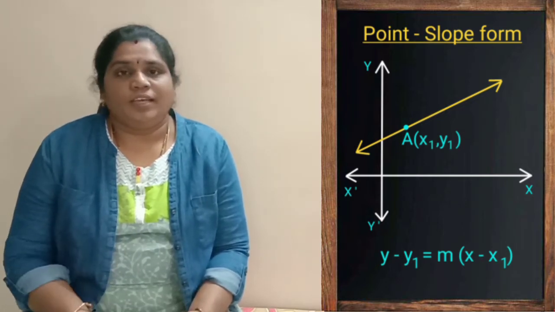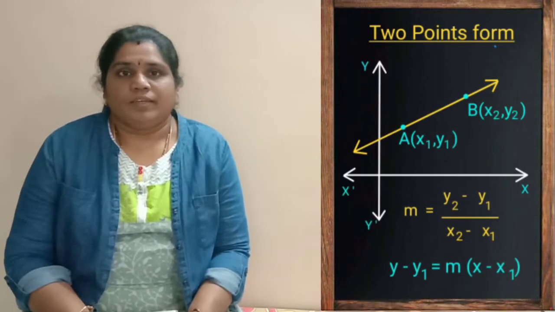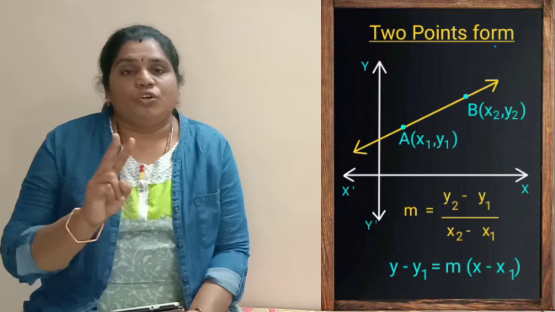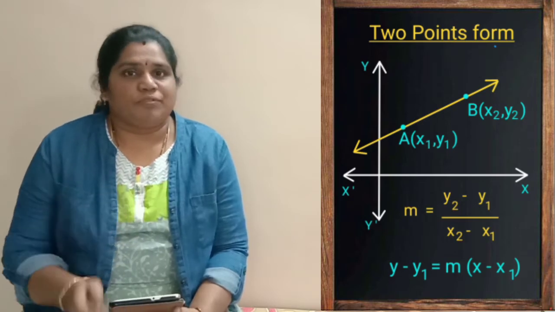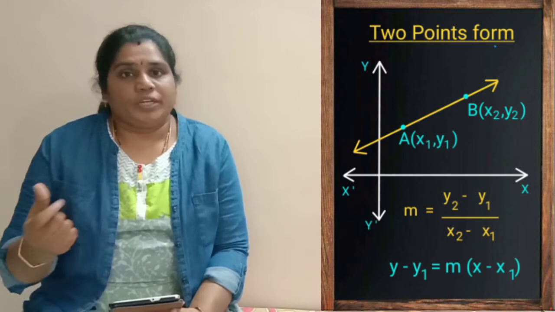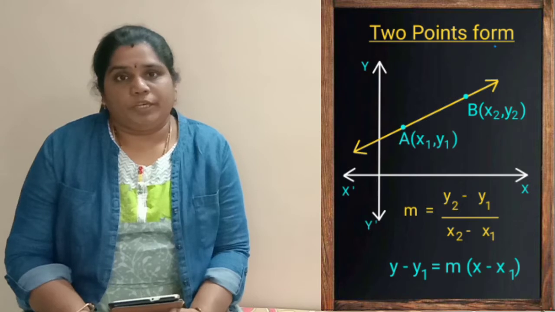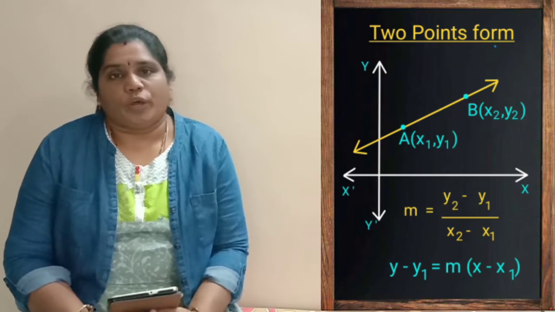Okay, this one is type 1. And now we are moving on to the second part. That is, if they give 2 points, the heading itself makes it clear, right? If they give 2 points, that is point A, you can take it as x1, y1, and point B, you can take it as x2, y2.